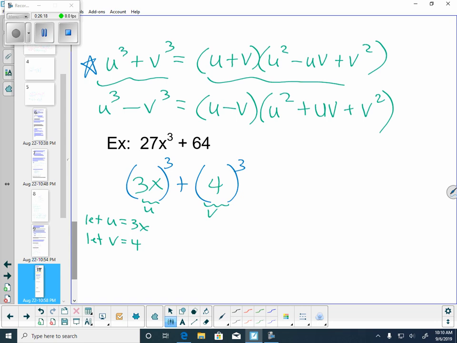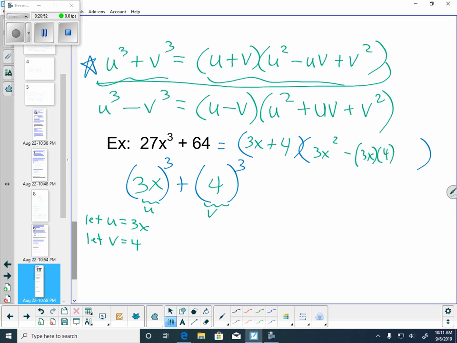And I need a little help. What am I going to be writing and putting in these parentheses? 3x plus 4 in the first parentheses. So we're using this one, right? And so you're doing 3x plus 4 because that's what we're letting u and v equal to. Okay? And then 3x squared minus 3x times 4 plus 4 squared. Do people agree with this?